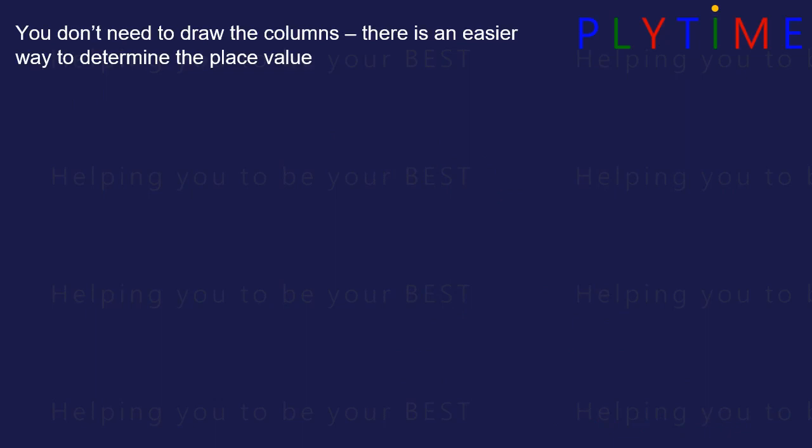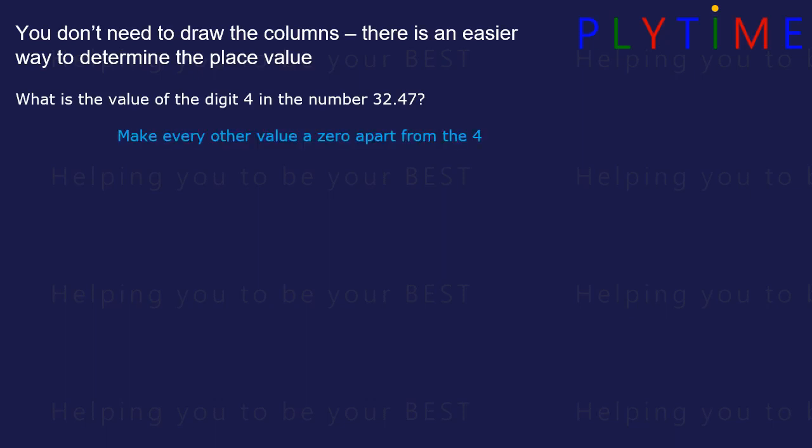You don't need to draw the columns. There's an easy way to determine the place value. What's the value of the digit 4 in the number 32.47? Make every other value a 0 apart from the 4. So we would have 00.40. Remove the zeros that aren't needed, the one right at the front and the one at the end. The value of the 4 is 0.4, or 4 tenths.